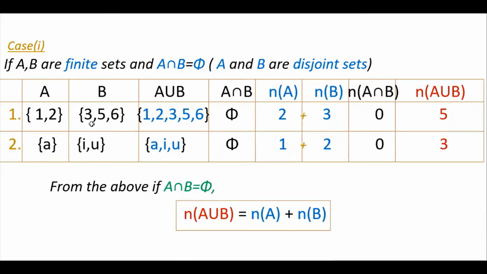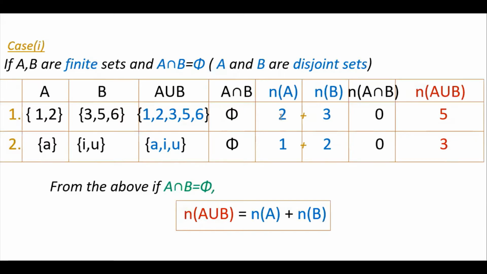Then n(A): the elements in set A are 1, 2, so there are 2 elements. And n(B), there are 3 elements in B, so 3. And n(A intersection B) is an empty set, so 0 elements. And n(A union B), you can see there are 5 elements, 1, 2, 3, 5, 6, so 5. Similarly, in this example, in A there is only 1 element, so 1. And in B, 2 elements. And A intersection B, 0. And A union B, there are 3 elements.